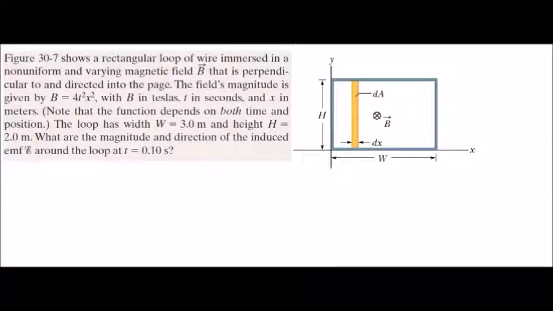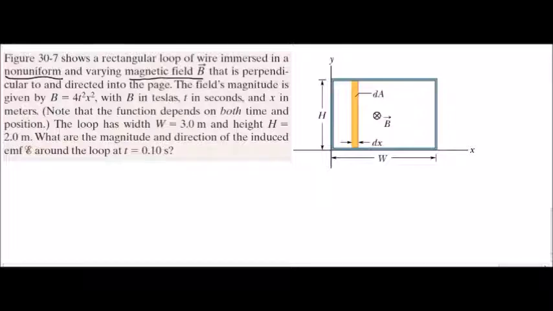Here we have a third sample problem. We have a rectangular loop shown in blue here, a rectangular loop of wire immersed in a non-uniform magnetic field. Before, in the previous problem, we had a uniform magnetic field changing with time, but uniform. Here we have a non-uniform magnetic field.